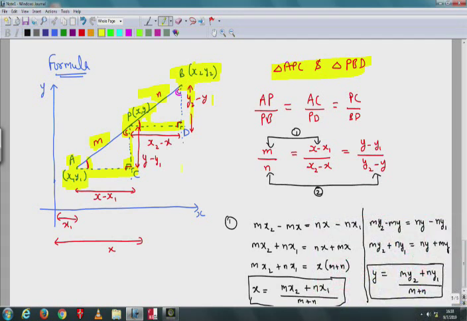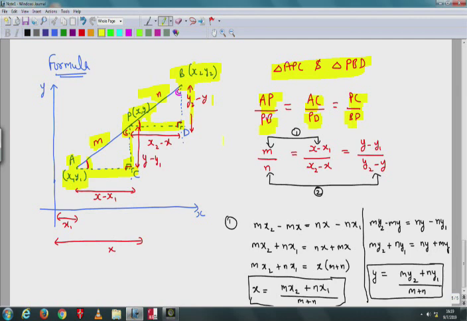Now in these two triangles, since they are similar, we have just equated the ratio of sides. When writing the ratio of sides, make sure that in the numerator I have written only the sides of one triangle, and in the denominator of all three equalities I have written the sides of only the second triangle. So AP, which is the hypotenuse, over PB; AC, which is the base, over base; and PC, the perpendicular, over perpendicular BD.